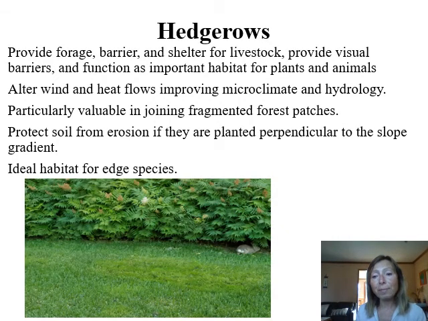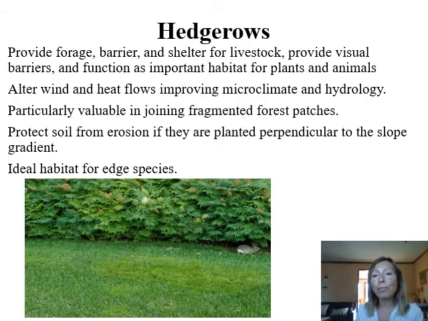Here are a few examples of landscape corridors that we can find in many parts of the world. One of them is hedgerows. In fact, landscape ecology originates and owes many of its concepts to the studies of hedgerows in Western Europe in the 19th century. Hedgerows are living fences, and they provide forage and shelter and a barrier for livestock. They can also be used as boundaries for agricultural lands, providing a visual barrier. They're also very aesthetically pleasing.